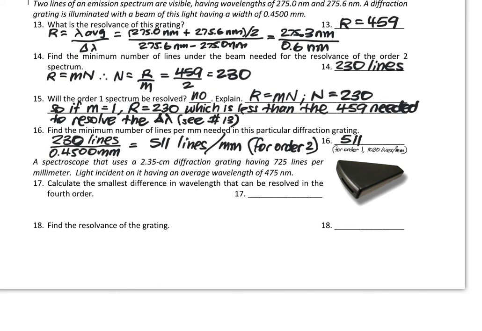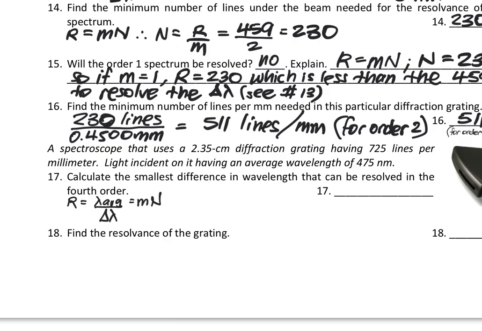Our formula is going to be lambda average, like R equals, which I don't need the R right now. Let me write the whole thing. So the resolvance is lambda average over delta lambda, which is equal to the order that we're looking at times the number of lines. And we don't have the number of lines. We have the line density, 725 lines per millimeter, but we also have the size of the grating. So using the size of the grating and the lines per millimeter, we can figure out how many lines are being illuminated, assuming that the entire grating is being illuminated by the light.